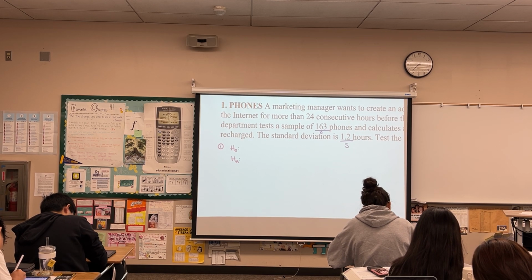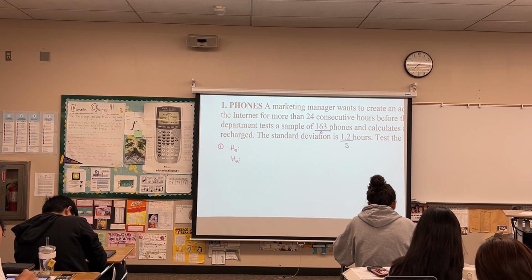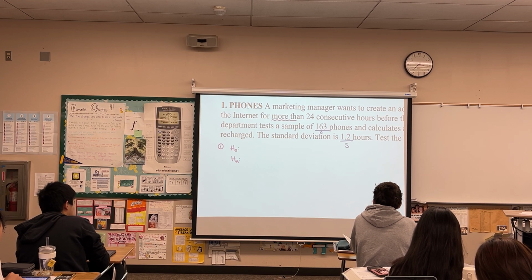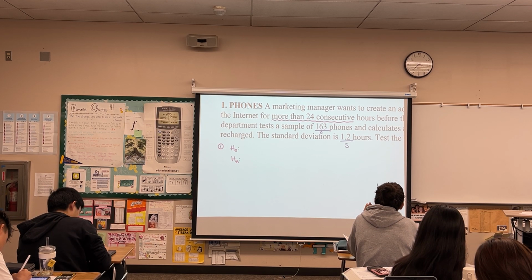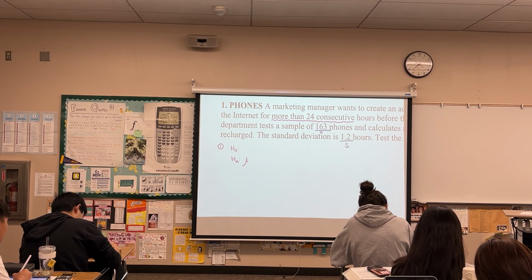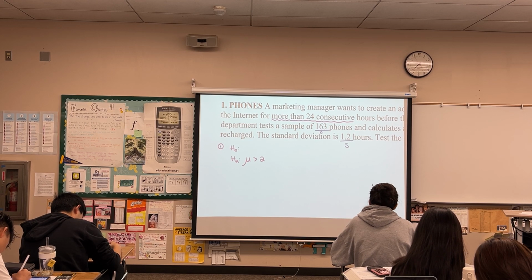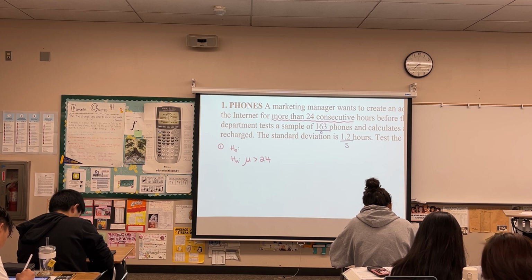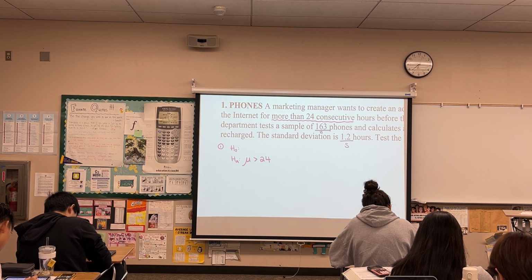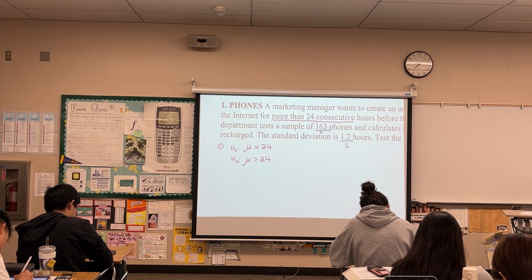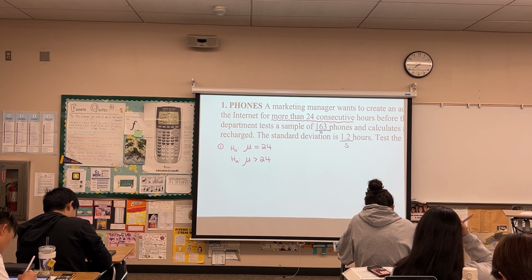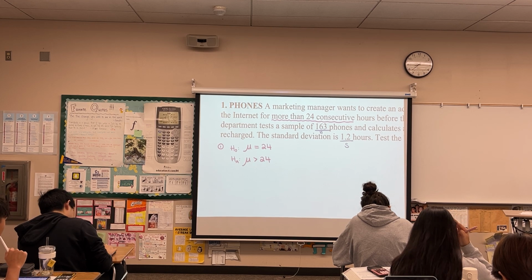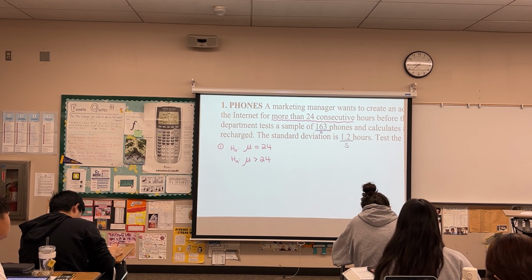I usually start with writing my H sub A. I want to test to see if it's true that it's more than 24 consecutive hours. So I want to see if that average mean is greater than 24. Right, that population mean is more than 24. Your null hypothesis is just going to be the exact same thing, just with an equal sign. Always an equal sign. Okay, that's step 1. Questions on that?